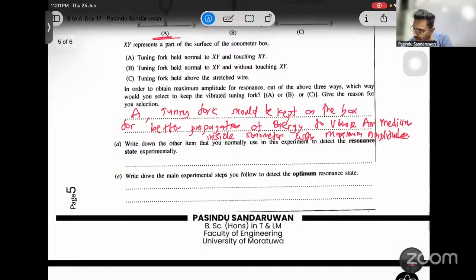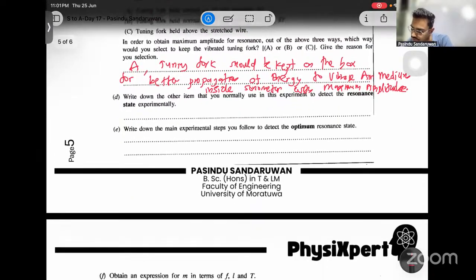D. Write down the other item that you normally use in this experiment to detect the resonance state experimentally. We have paper riders. Always keep the experiment in mind. Paper riders are essential, otherwise how to identify the maximum amplitude? At maximum amplitude, the paper riders jump off the wire. When they jump off, we identify that as the maximum vibration, the resonance.